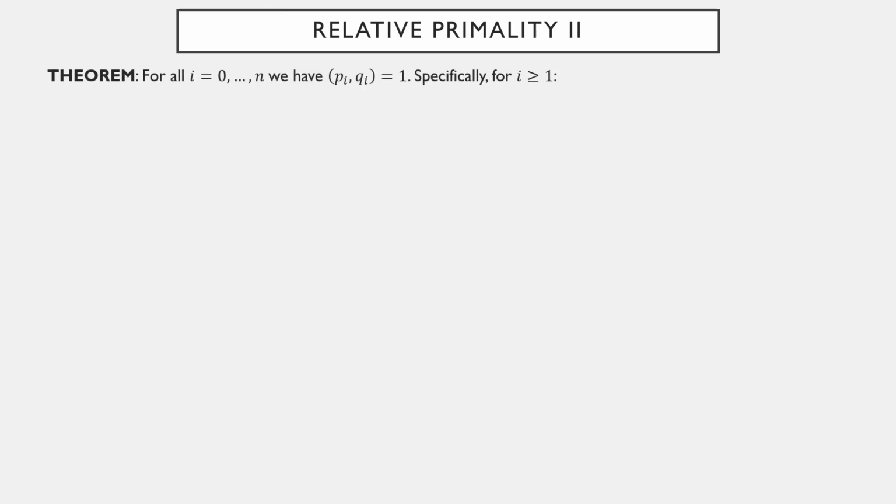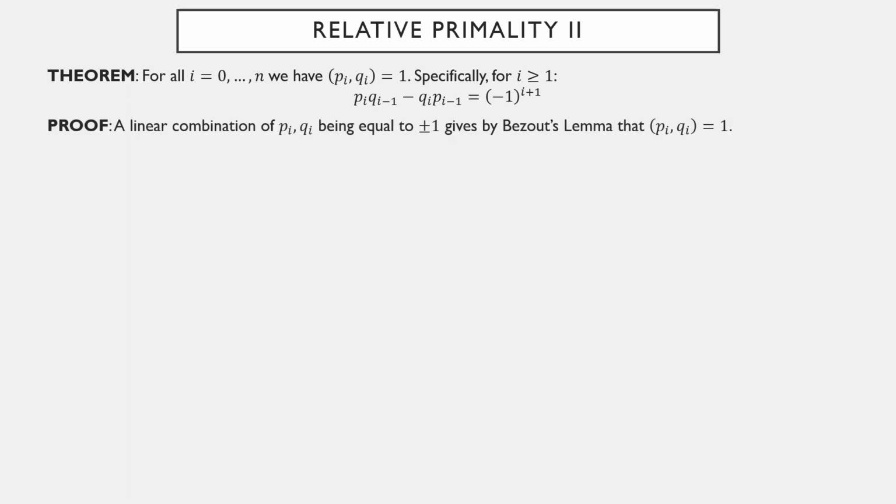Okay, more than that, the p's and q's are relatively prime to each other. Specifically, p_i q_{i-1} minus q_i p_{i-1} is a power of -1, specifically (-1)^(i+1). So any linear combination of two numbers being equal to plus or minus 1, by Bézout's lemma, tells us that they're relatively prime. Any linear combination of the two numbers must be a multiple of the GCD, and if plus or minus 1 is a multiple of your GCD, the GCD has to be 1.